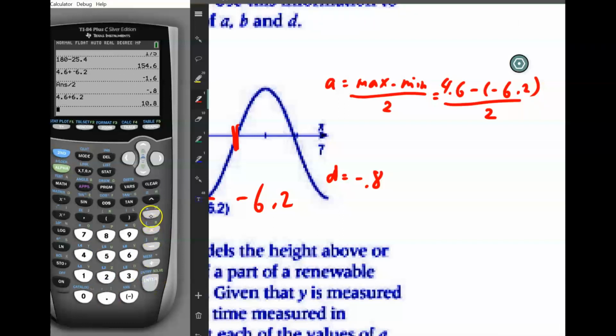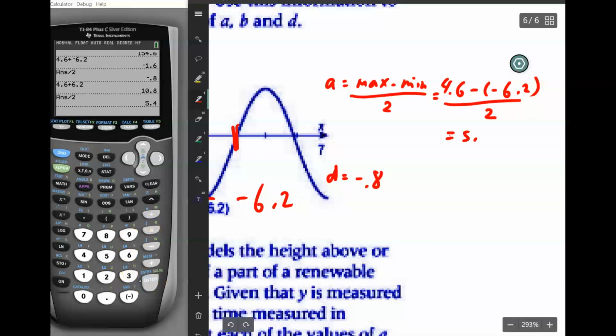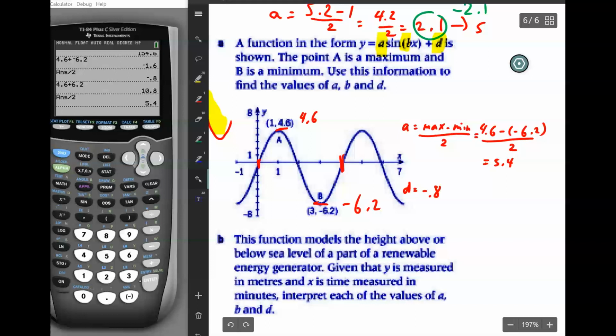And then we hit enter, and then we divide by 2. That keeps us from having to put in the parentheses if we do it in 2 steps. So it's equal to 5.4. 5.4 is the value for A. So now we have A and we have D. The only thing we don't have yet is B. How do we find B? B, we need to use the period.